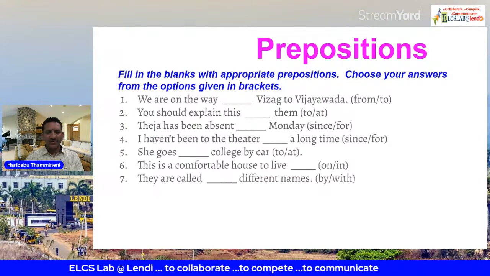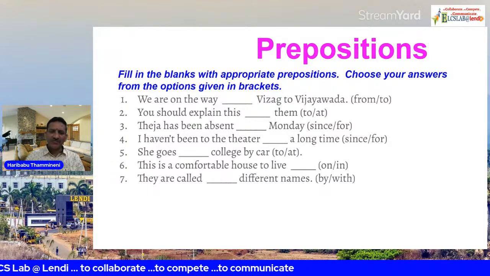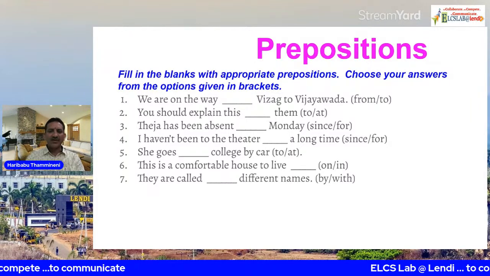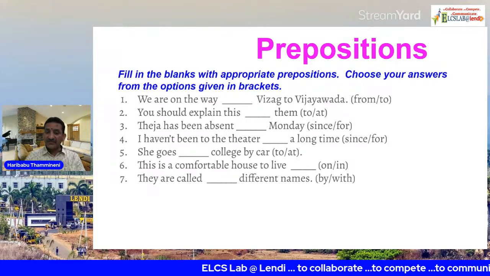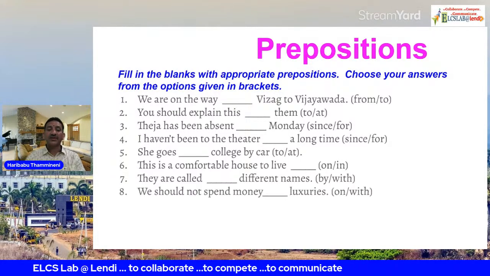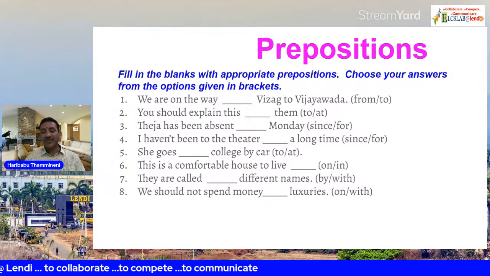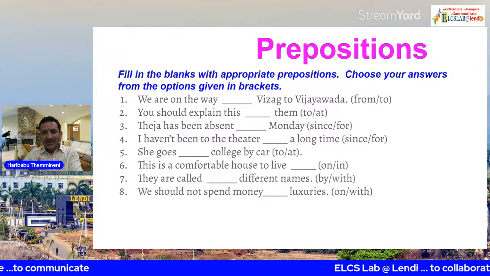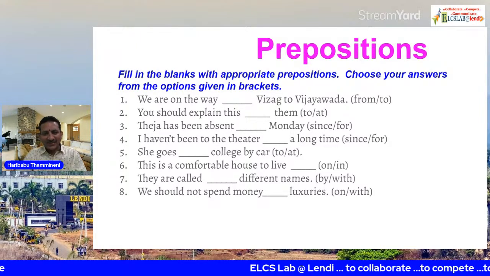So I think most of you who are viewing it will easily make a choice of how these prepositions are used. They are called by different names or with different names. Generally, with different names would be the suitable option. We should not say spend money on luxuries; we should say spend money on luxuries.